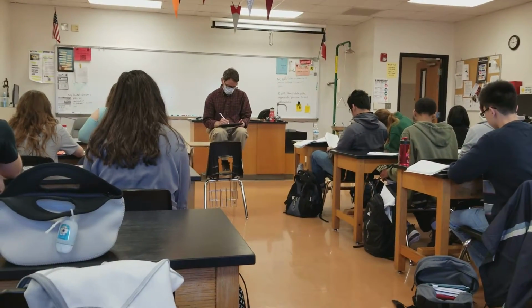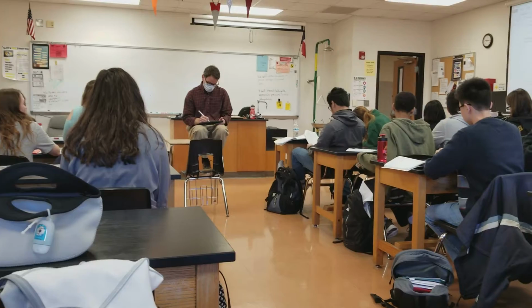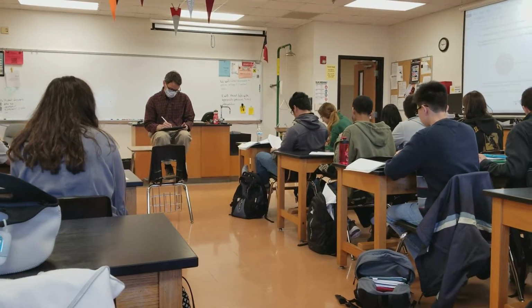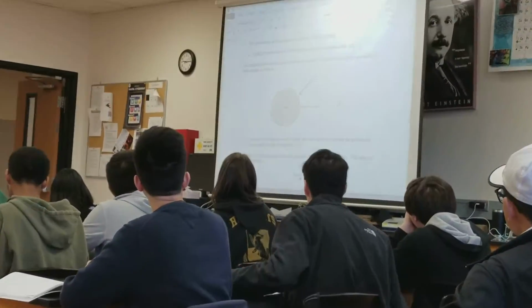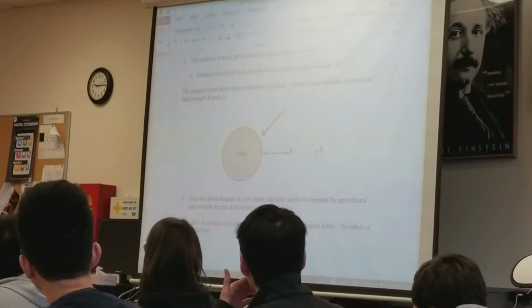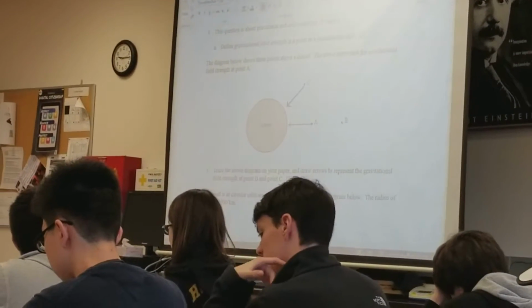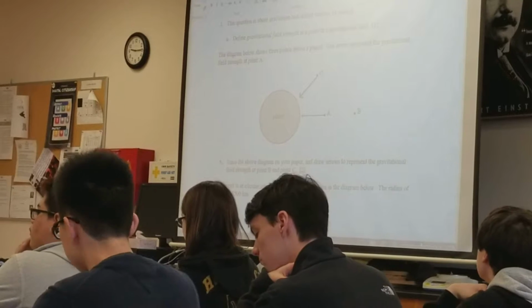Fields had to point directly towards the middle of the planet. So there's my arrow for C. The arrow at C should have been the same length as the arrow at A, because they're the same distance from the center of the planet.